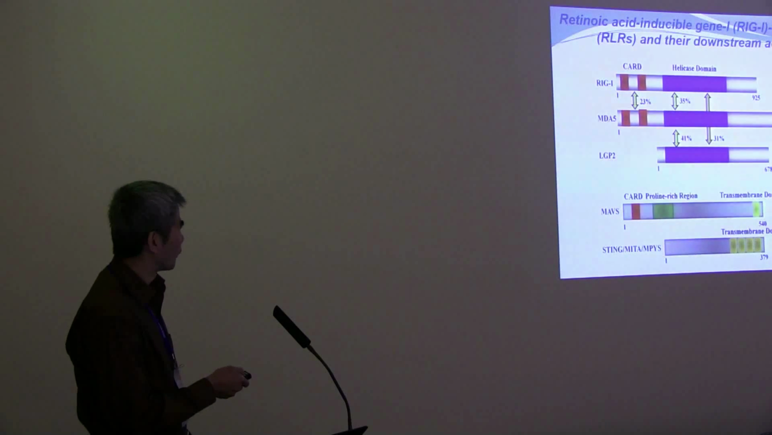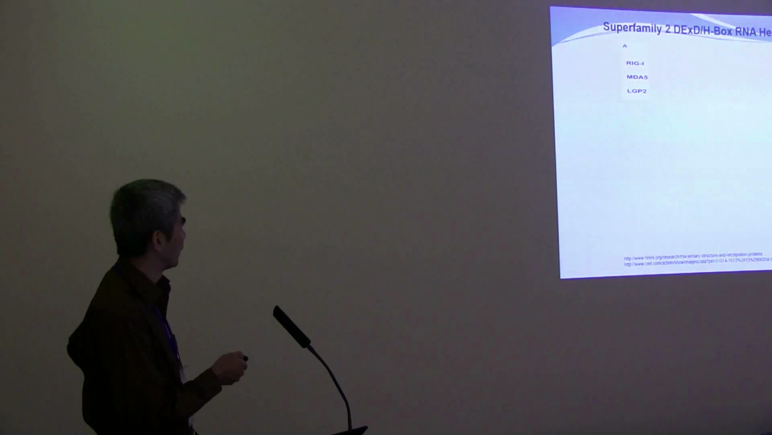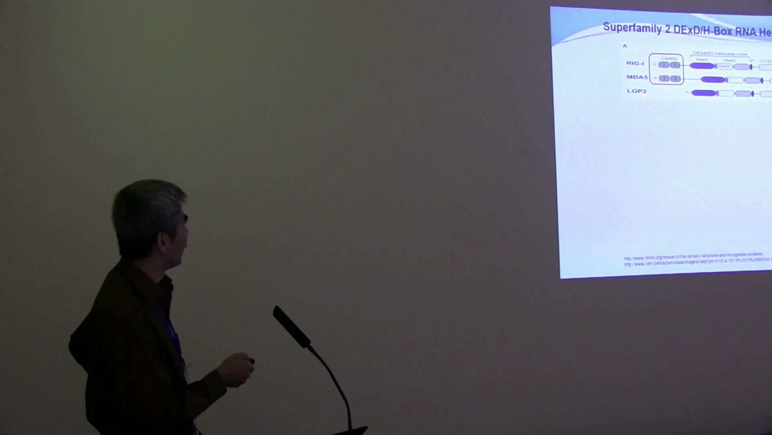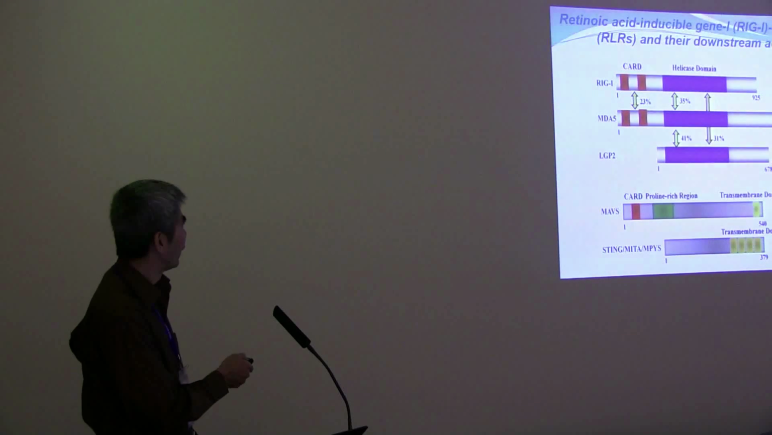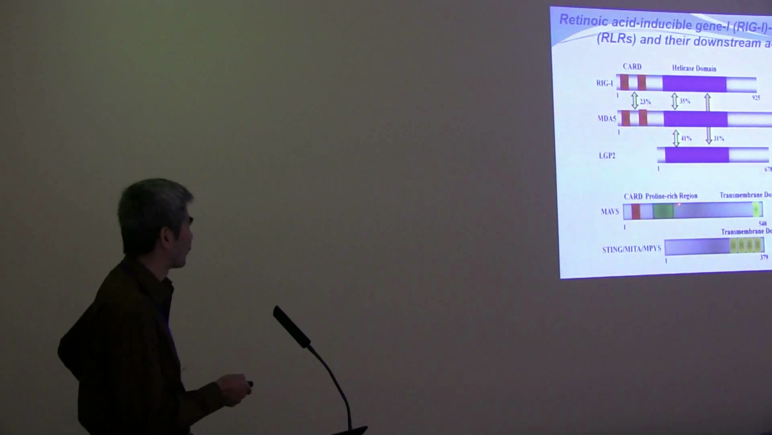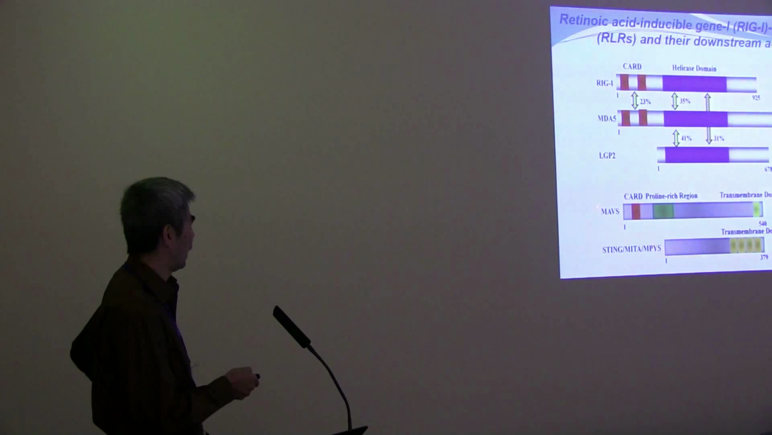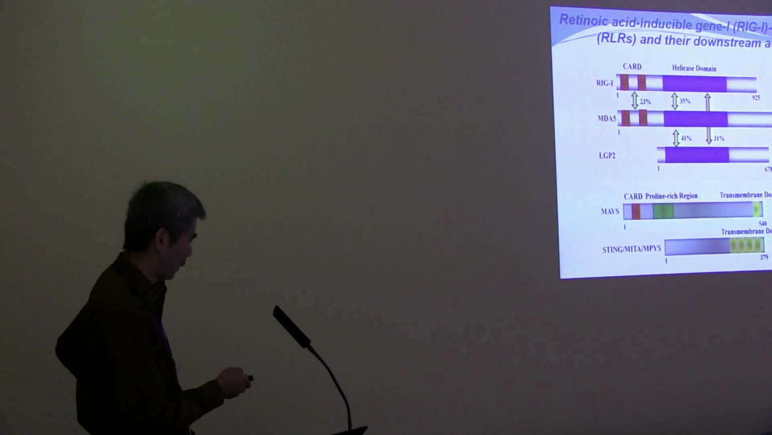There are three members of the RIG-I-like receptors. They include RIG-I, MDA5, and LGP2, and they also have two adaptor proteins. One important one is MAVS, the mitochondrial adaptor protein, and also STING, which plays some role in the RIG-I signaling pathway.